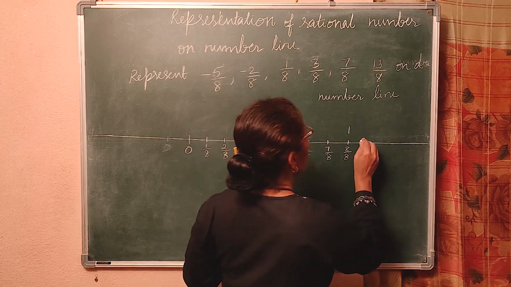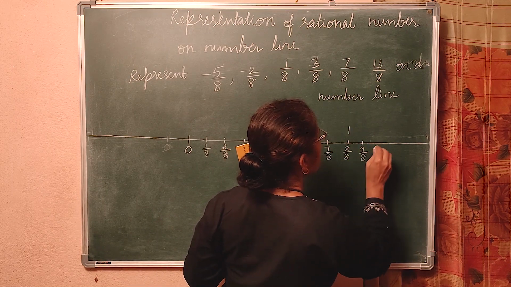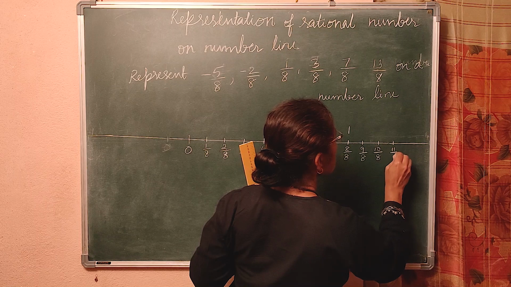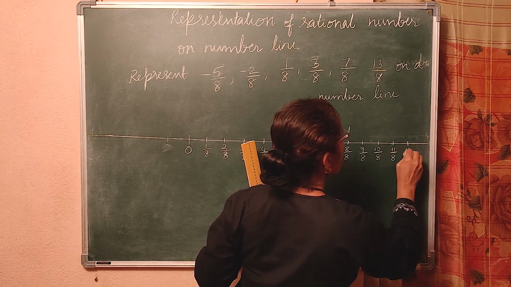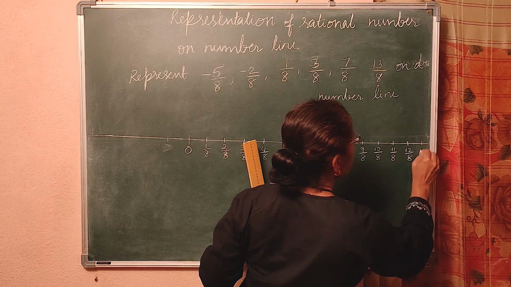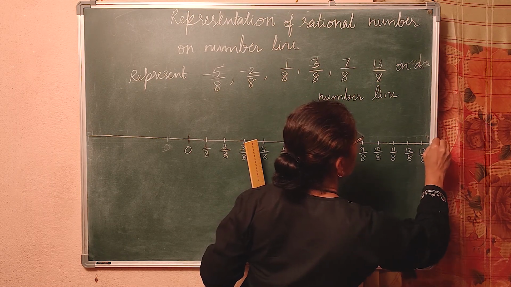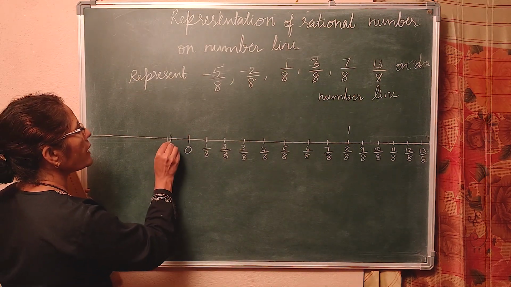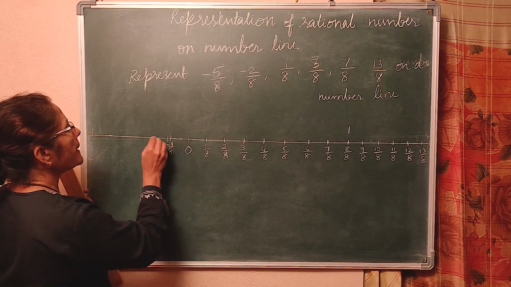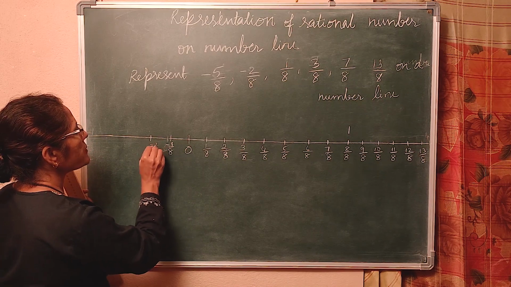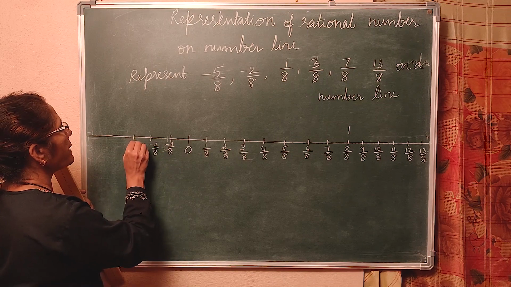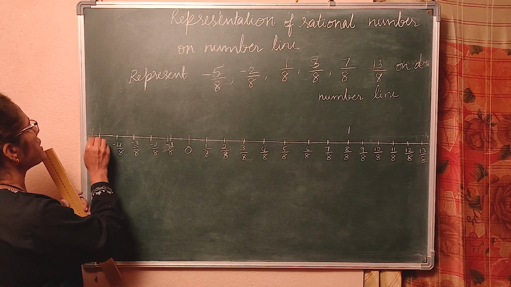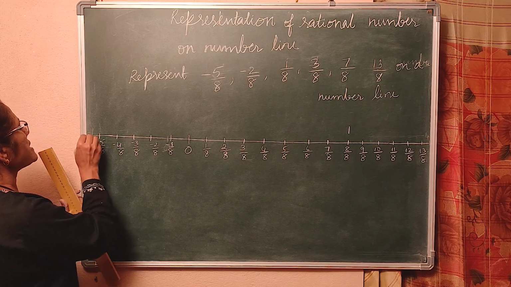1. 9 by 8, 10 by 8, 11 by 8, 12 by 8, 13 by 8, if I go further 14 by 8. Am I right? Now, minus 1 by 8, minus 2 by 8, minus 3 by 8, minus 4 by 8, minus 5 by 8, minus 6 by 8.